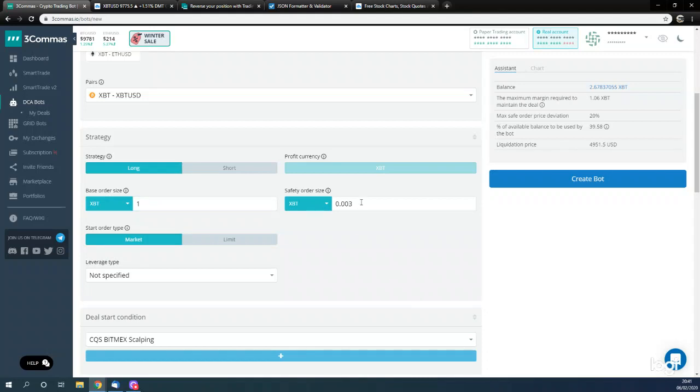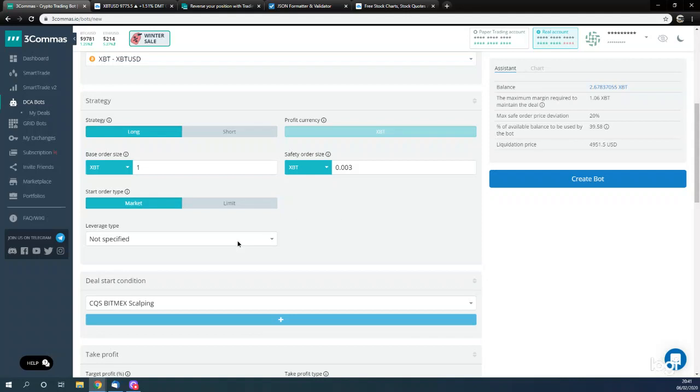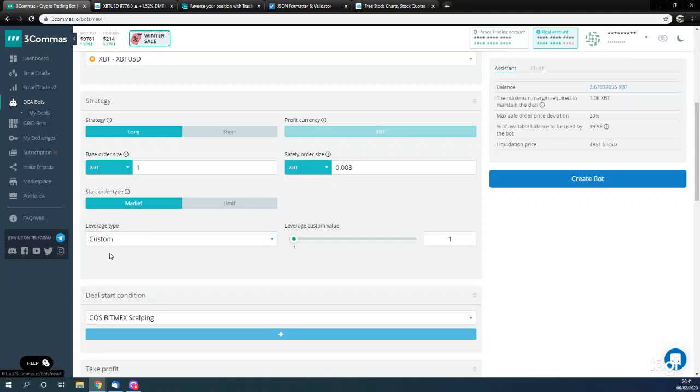Safety order size, this doesn't matter because we're not going to use safety orders. And then leverage, I just put custom and 10x, but it doesn't really matter, because if the market does move, I'm not going to get liquidated before the market has moved to my 3% stop level. So 10x will just use enough of my account balance to cover that size position. If I'm trading a position size smaller than my overall balance, because I'm risking only 1% per trade, then I don't actually need to use any leverage. So we've got that sorted now.